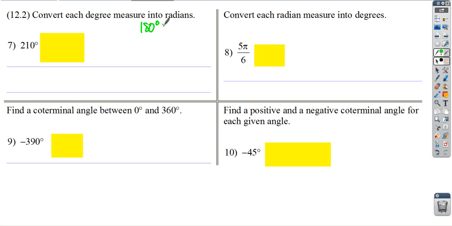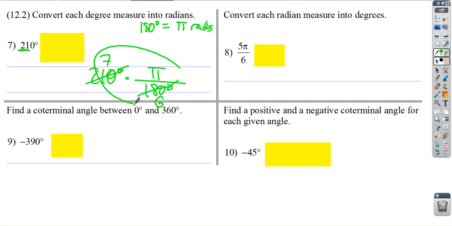Alright, 7 and 8 involve converting either degrees to radians or radians to degrees. So we need to know that 180 degrees is equal to pi radians. Since we're in degrees right here, in our fraction, we'll put degrees on the bottom, and we'll put radians on the top. The degrees will cancel. 30 goes into that 6 times, and it goes into that 7 times. So we should get 7 times pi over 6, 7 pi over 6.